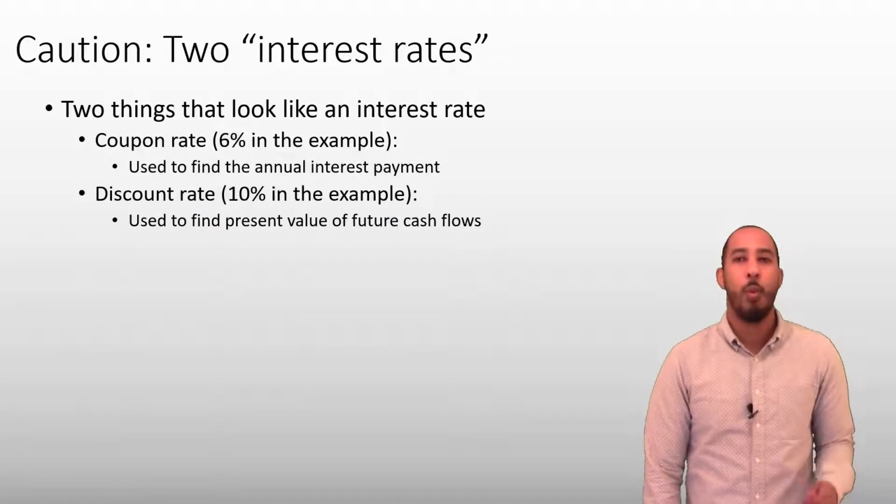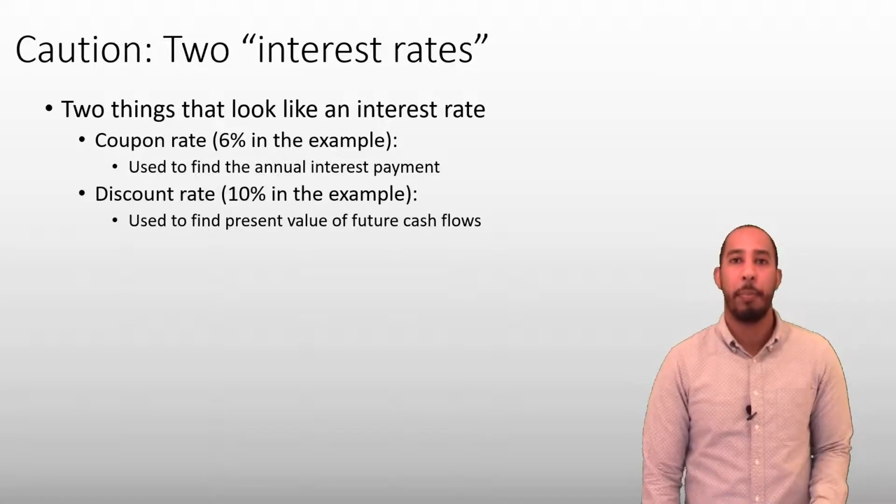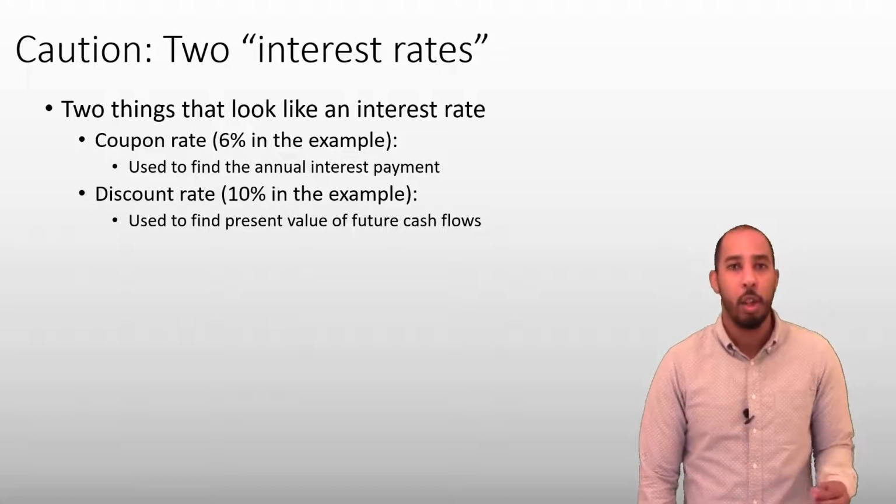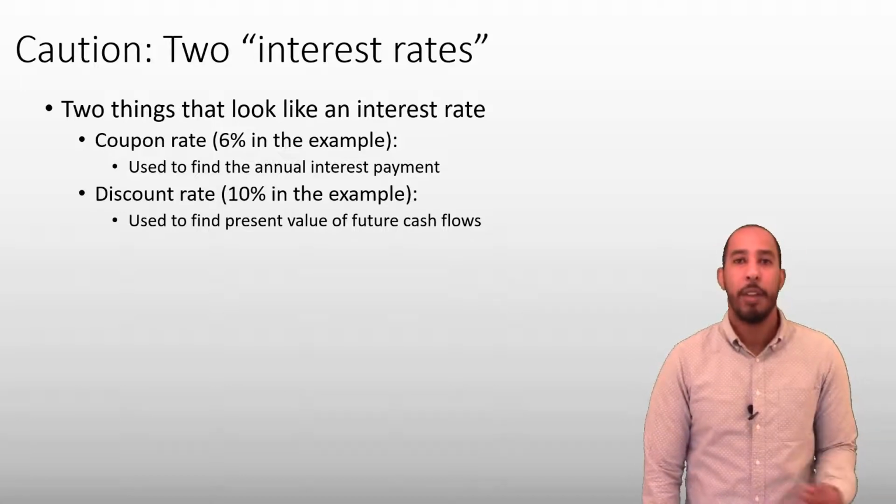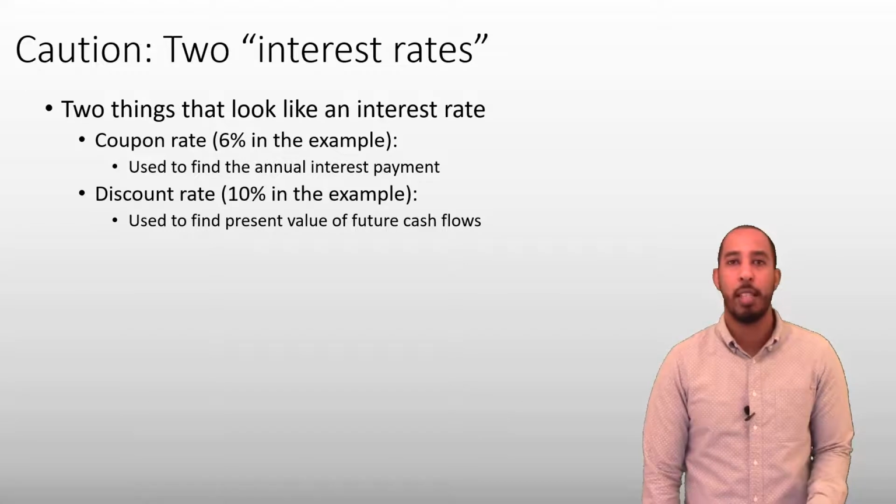I want to give a word of warning on something that trips up a lot of people, and you need to be careful of this. The issue is we have two items that look like interest rates. In the previous problem, we had a coupon rate of 6% and the discount rate of 10%. Both of them are percentages, so it's kind of confusing.